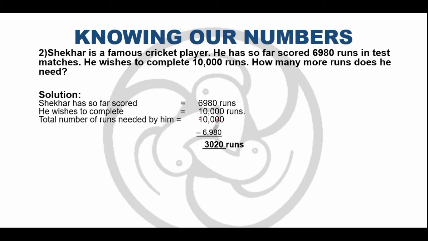So again you have to go to the other number, that is the 1. If you borrow 1 from here, it will become 10. So you have to give one to here, and that number will become 9. Okay, so you can borrow 1 from here. So again it will become 9, and this number will become 10. Right. So 10 minus 8 is 2, 9 minus 9 is 0, 9 minus 6 is 3. So how many runs does he need? He needs 3020 runs to complete 10,000 runs.